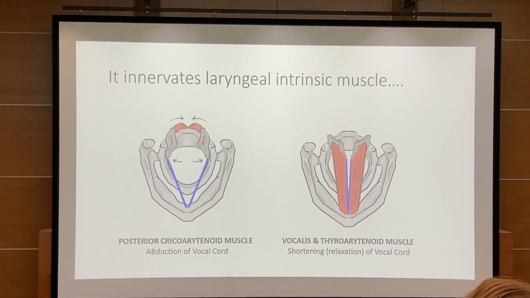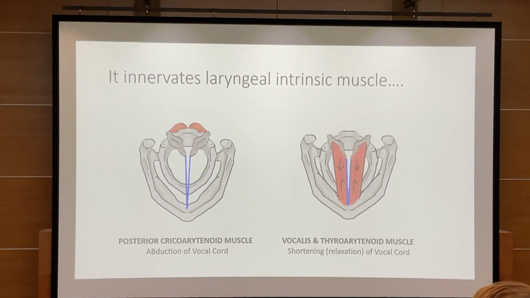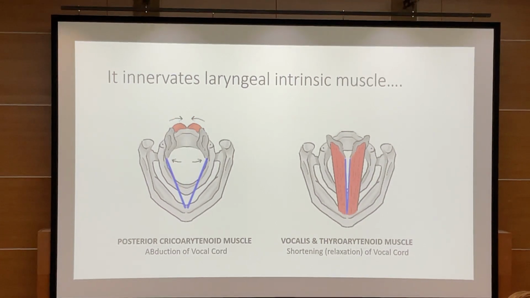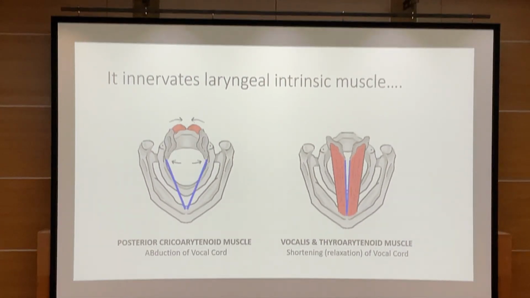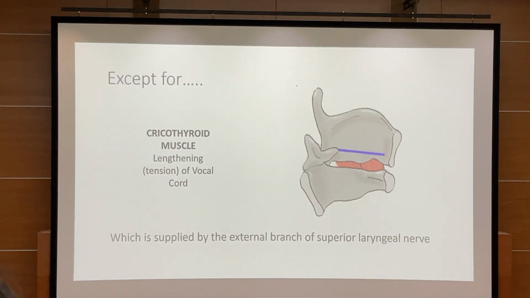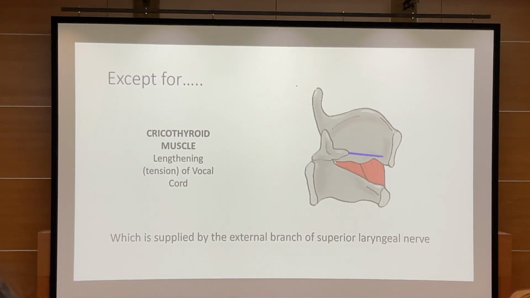So another intrinsic muscle that's supplied by the recurrent laryngeal nerve is the posterior cricoarytenoid, which helps with abduction of the vocal cord, and then vocalis and thyroarytenoid muscles are involved in shortening and relaxation of the vocal cord. So the exception: we know only one intrinsic muscle which is not supplied by the recurrent laryngeal nerve, which is the cricothyroid muscle, which is supplied by the external branch of the superior laryngeal nerve.